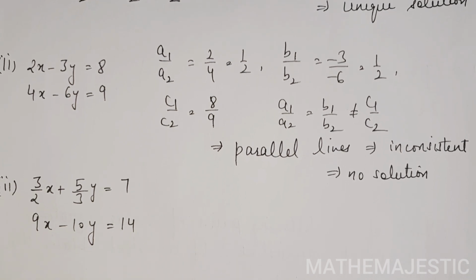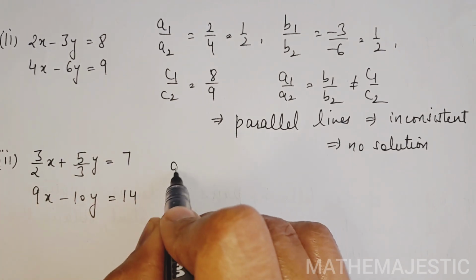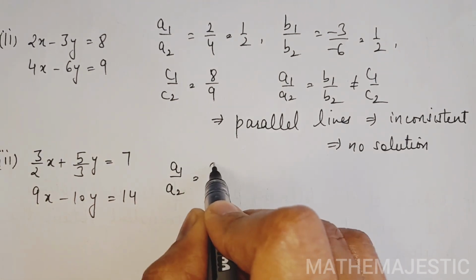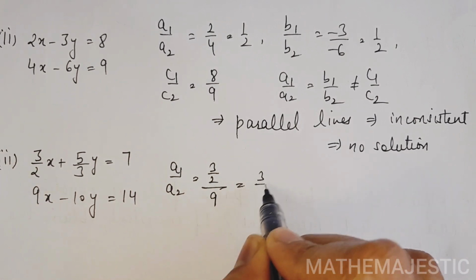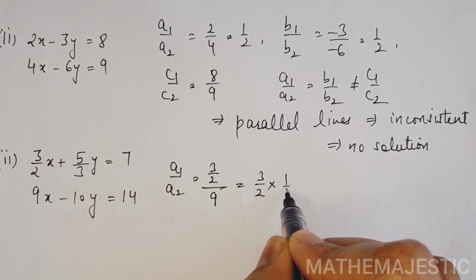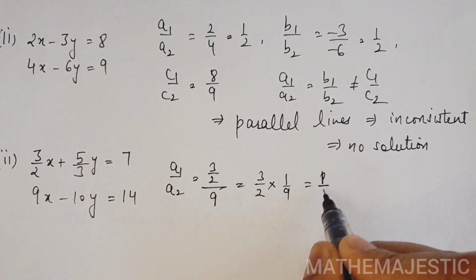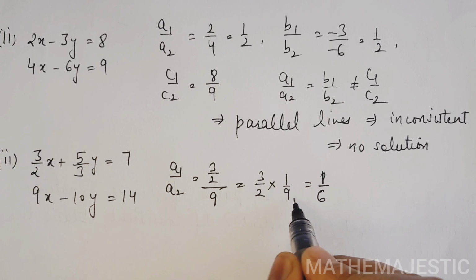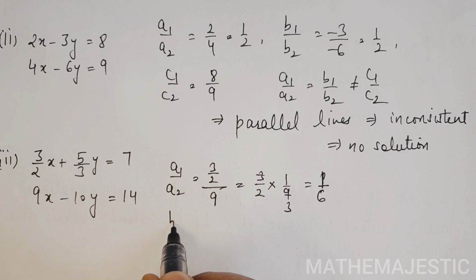Now similarly, in the third part, we are given 3x plus 5y is equal to 7, 9x minus 10y equals 14. So we will do it in a similar manner. We will find a1 by a2. a1 is 3 and a2 is 9. If you simplify this, 3 3s are 9, so you will get 1 by 3. So a1 by a2 is 1 by 3.